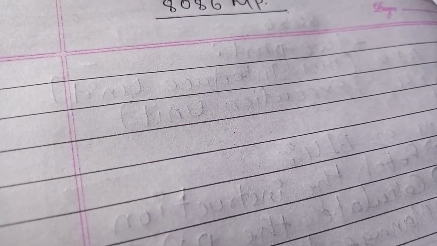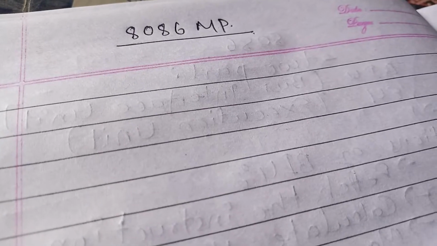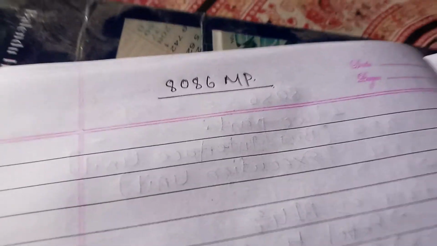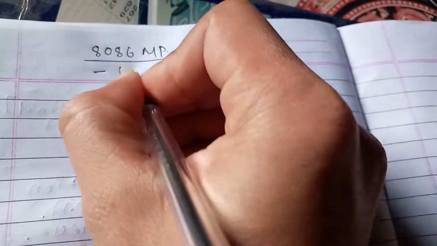Today in this video we are going to learn about the 8086 microprocessor. Okay, so what is meant by the 8086 microprocessor? Let us learn. 8086 is a 16-bit microprocessor. A 16-bit microprocessor is called the 8086 microprocessor.